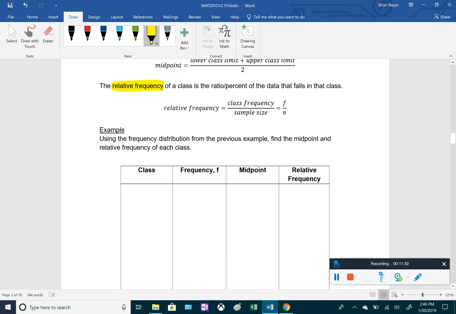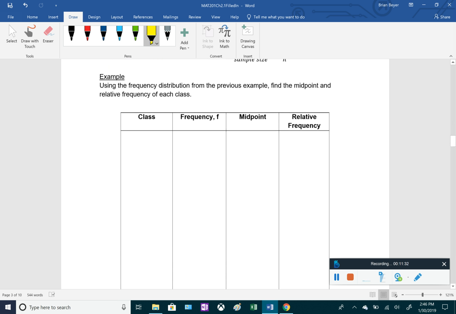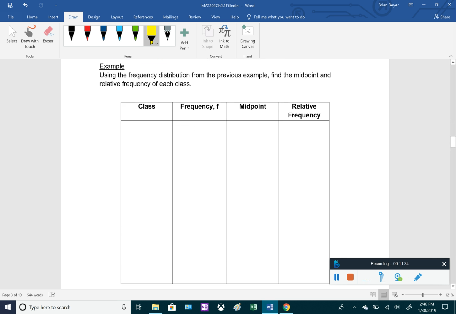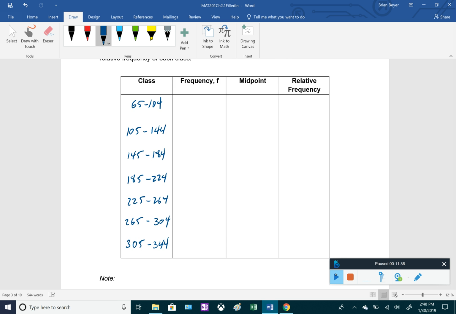So let's take a look at the previous one. I'm going to fill in what we just filled in on the other one real quick. So here were all of our classes from the previous example. We said the first one had a frequency of 6, second one had 9, and then 6, 4, 2, 1, 2. So let's calculate the midpoint and the relative frequency for each one of these individual classes.